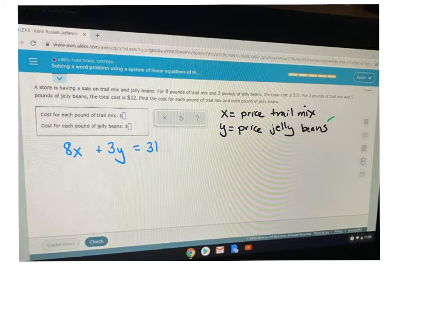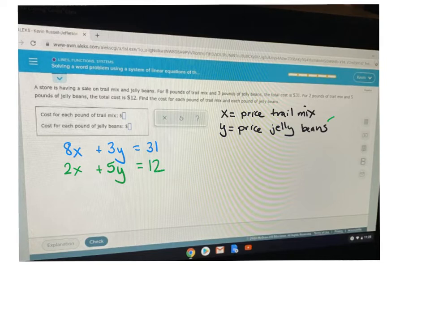For our second equation, we're going to do the same thing, except we're going to use the second part of information, which says 2 pounds of trail mix. So 2 pounds times however much the trail mix is, and 5 pounds of jelly beans. So that's 5 times whatever that costs, which is Y, and that equals $12.